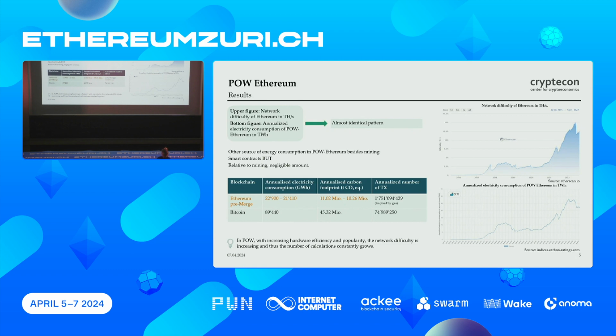So compared to Bitcoin, both the analyzed electricity consumption and the carbon footprint of Ethereum were around 4 times smaller, but the number of transactions on Ethereum was 23 times larger. And due to the constant increase of energy consumption, Ethereum had to find a way to become more sustainable, and this way was the change from proof-of-work to proof-of-stake.